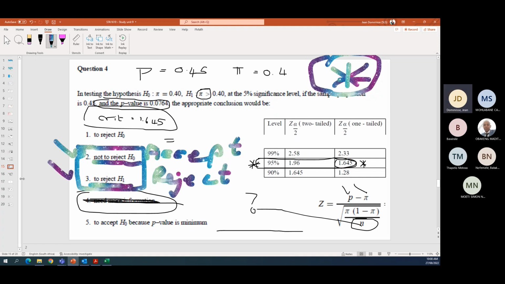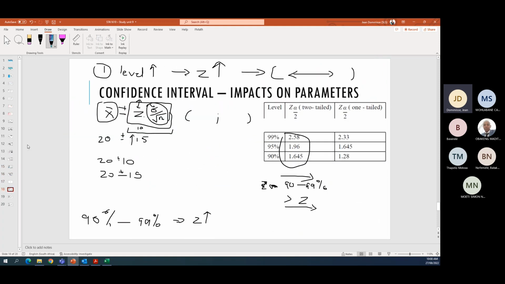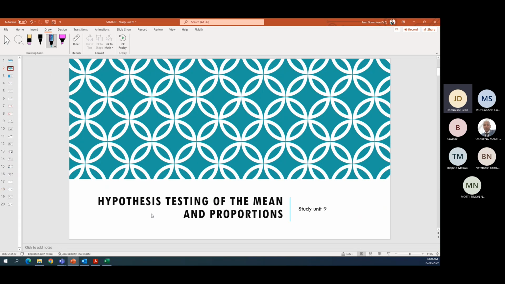Okay, guys, this has been the end of this study unit, study unit 9 on proportions. Next time we'll start with study unit 10, which is your chi-square.